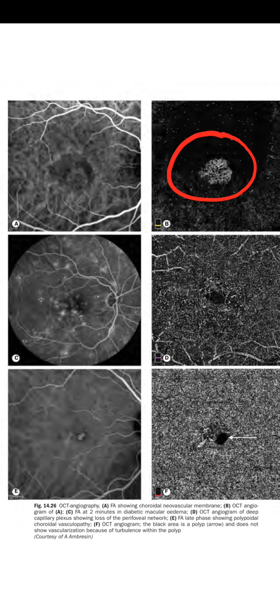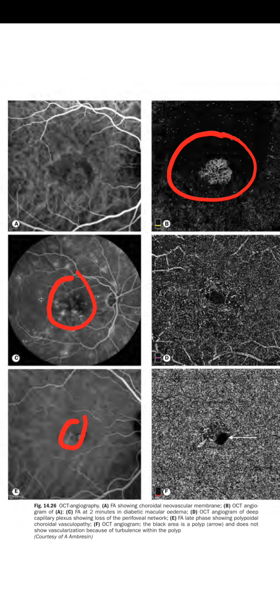C is showing FA at 2 minutes in diabetic macular edema, and D is showing us an OCT angiograph of the deep capillary plexus showing the loss of a perifoveal network. E is showing the FA late phase showing a polypoidal choroidal vasculopathy. So this is a polypoidal choroidal vasculopathy.